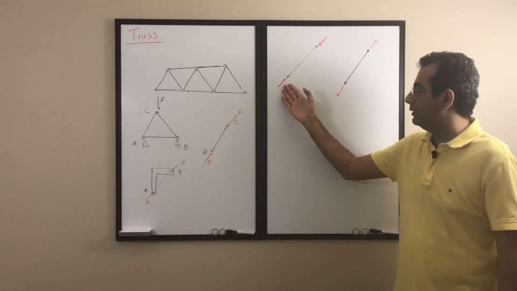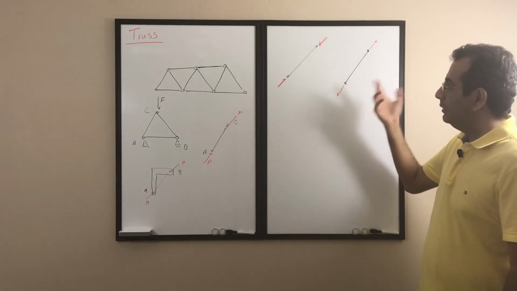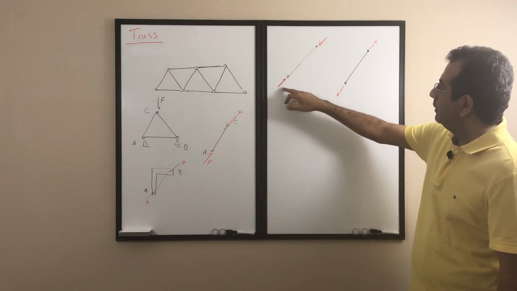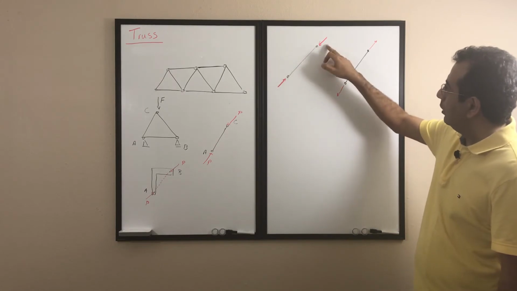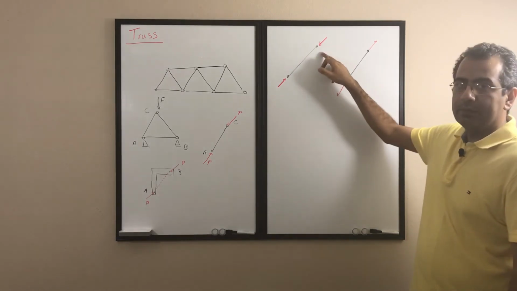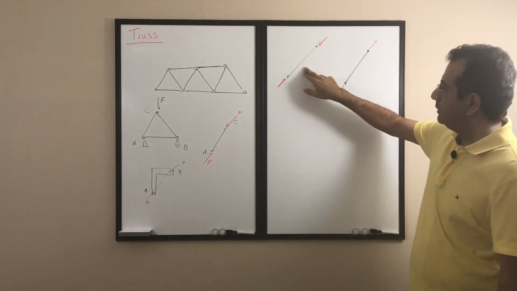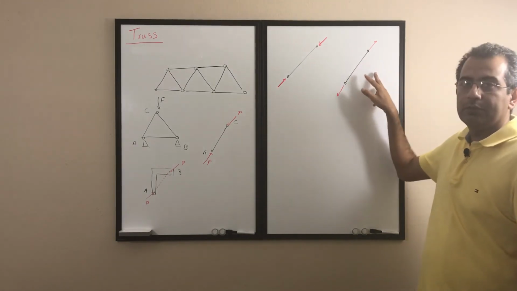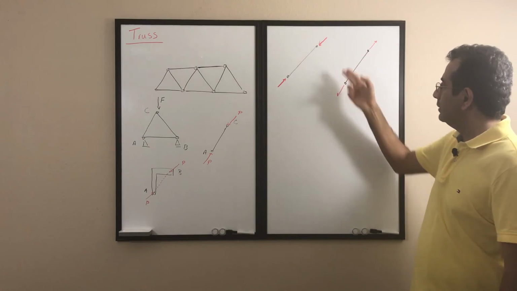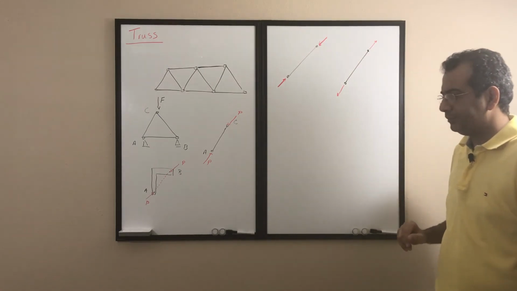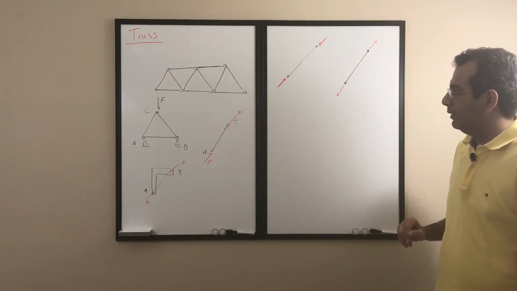So it's going to be in compression, it's going to be in tension. Remember again, the forces at the points are equal and opposite and along the members. If they're pushing it, it's compression. If pulling it, it's going to be tension. So this is the tension. This one is the compression in truss.